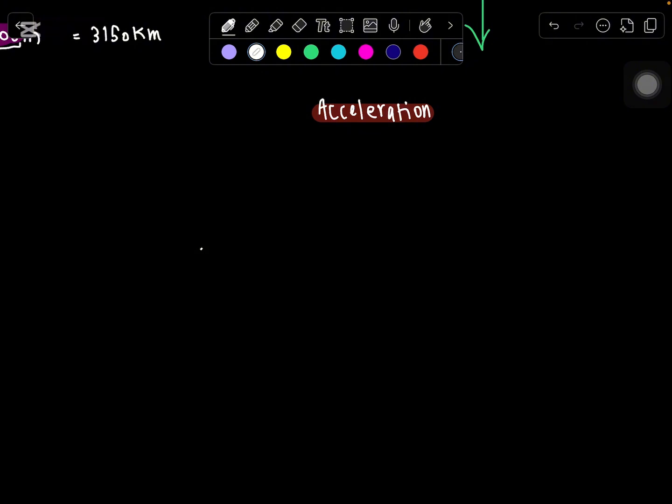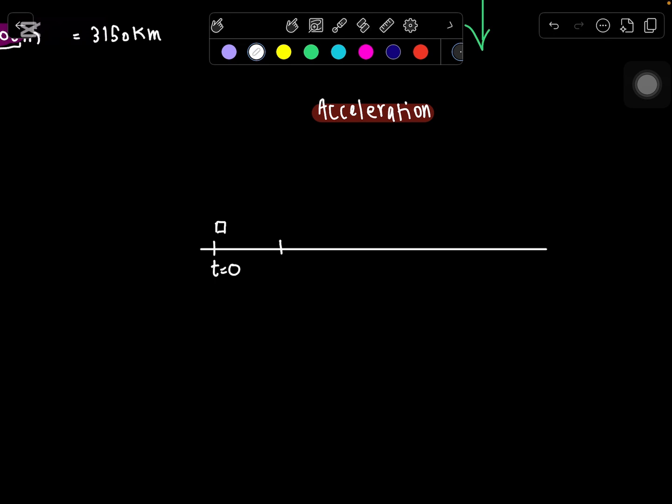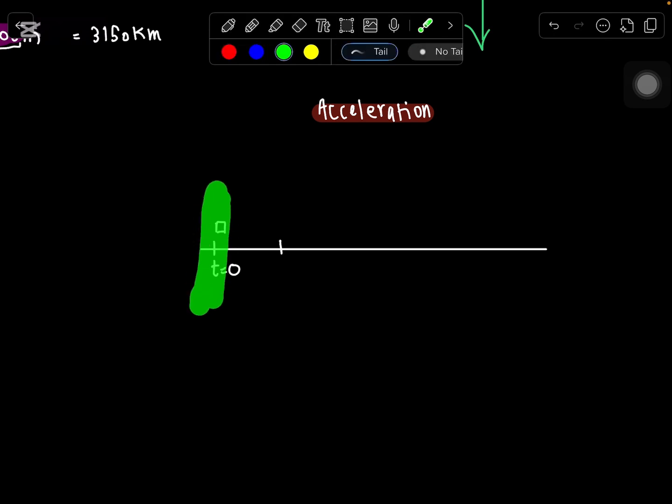Let's say a car starts its journey and we start recording its journey at this time, and we say that this is time equal to 0. So this is when we start recording the journey of the car or any moving object. Here at t equals 0 is where the car starts moving. So it was stationary at this point, like it was at rest. It was not moving at this point. So the velocity of the car here is 0.